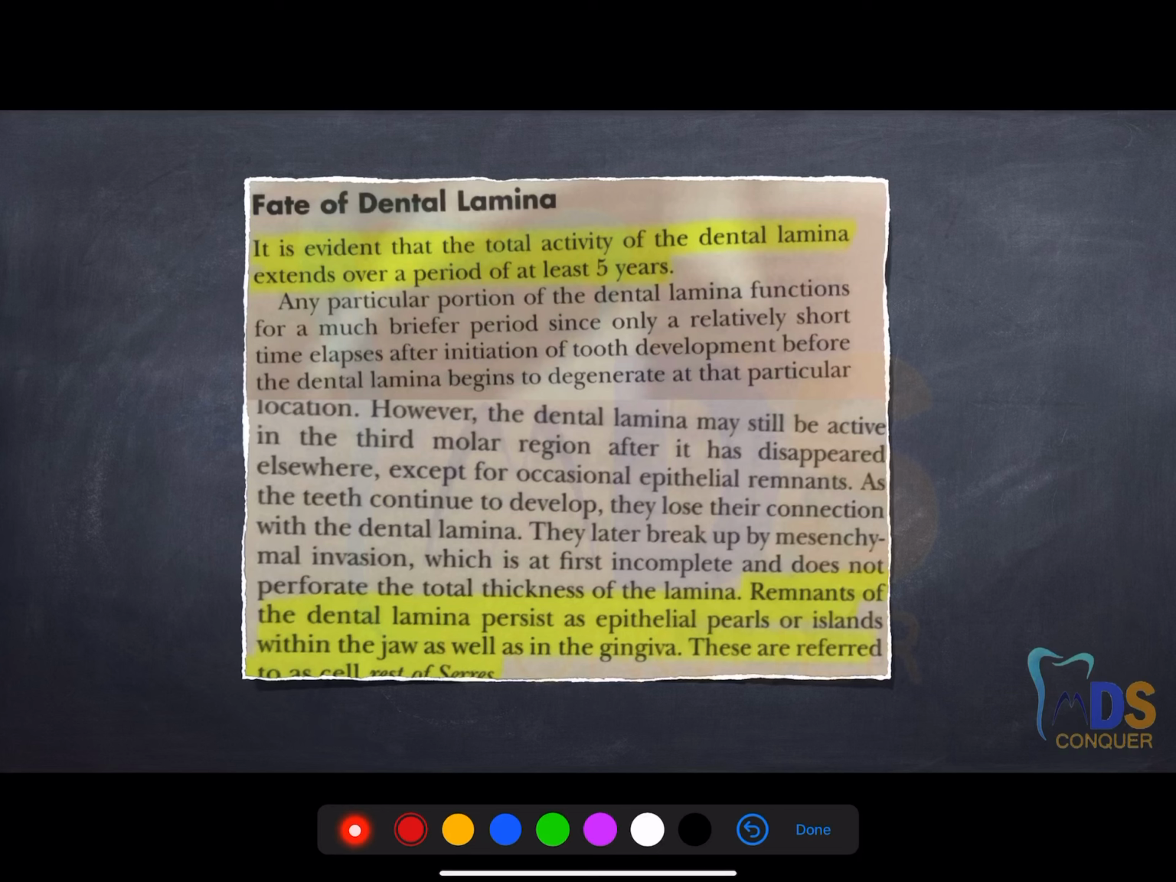Dental lamina, okay, the total activity of dental lamina extends over a period of at least 5 years. So please do make a note of the rest of these.